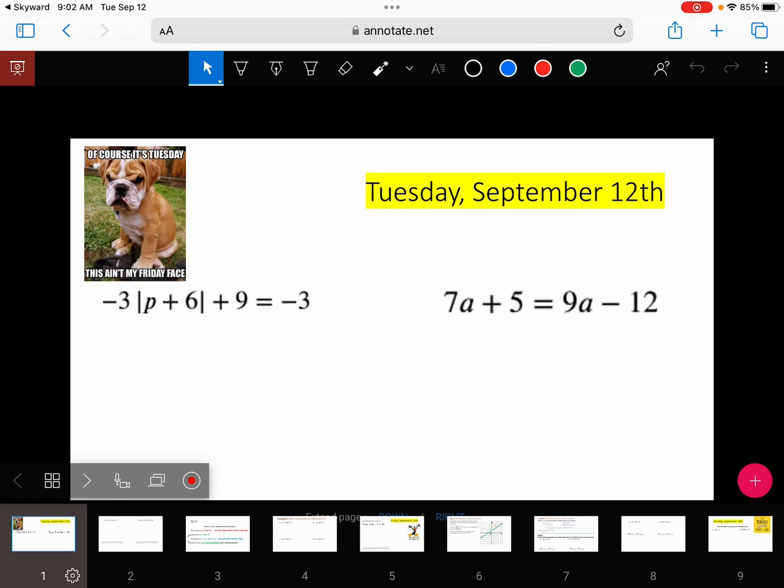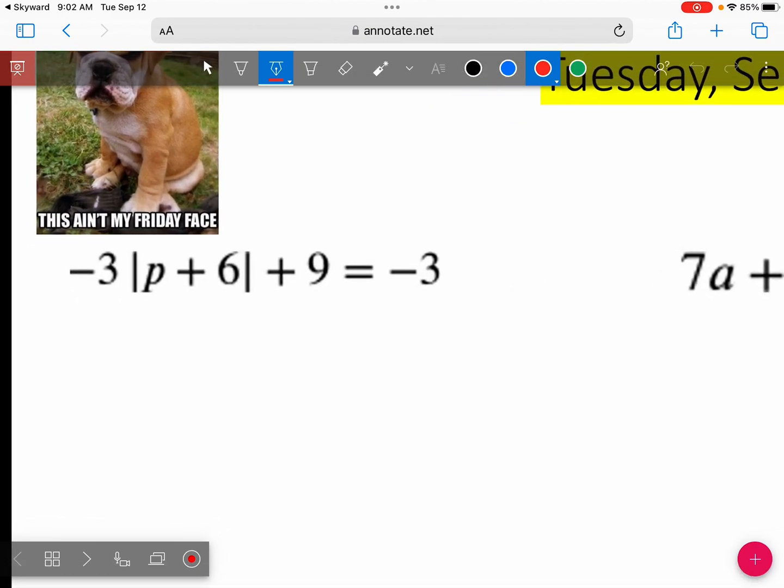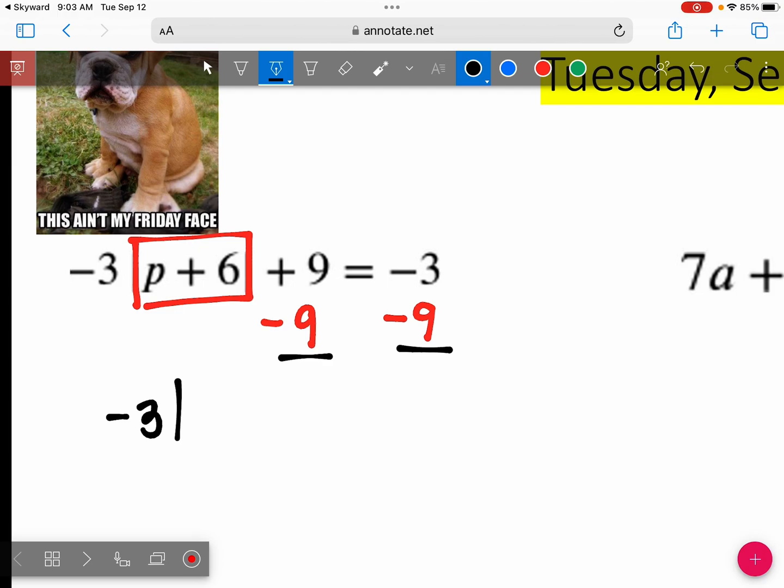So when you see an absolute value equation, I'm gonna zoom in on this one first. All right, we have to get this box by itself. So the first thing we're going to do is get rid of that plus 9. Let's subtract the 9. So that would be -3 times the absolute value of p plus 6 equals -12.